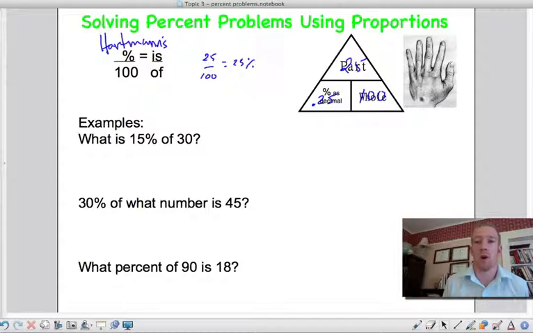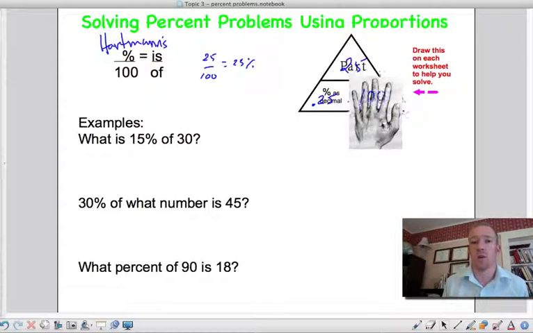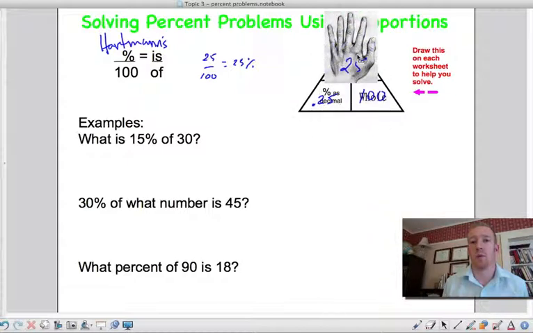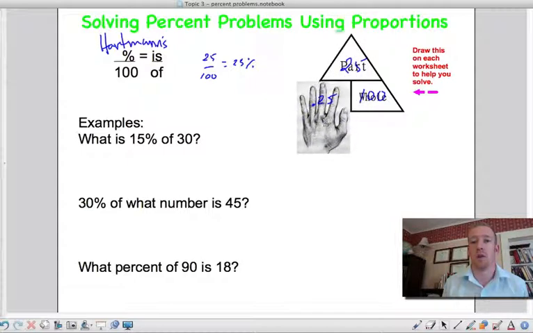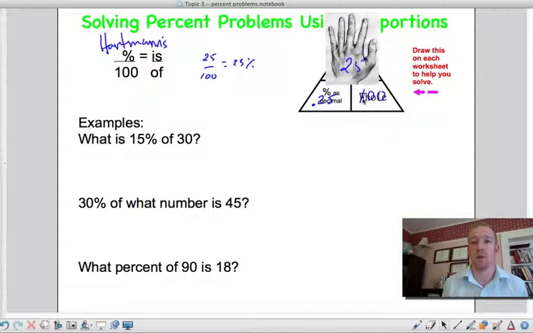So if we were missing the part, if we knew it was 25% and the whole was 100, we would cover up the part. Cover up the whole to find the 100, cover up the percentage. Now if I cover up the part, I multiply these two numbers. If I cover up the percentage, I would divide these two numbers, part over the whole. If I was looking for the whole, but I knew the part and the percent, I would divide these two numbers. So when they're set up like this, you divide. Set up like this, you multiply.